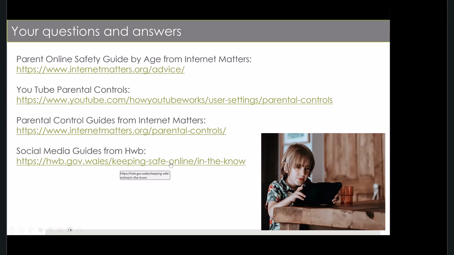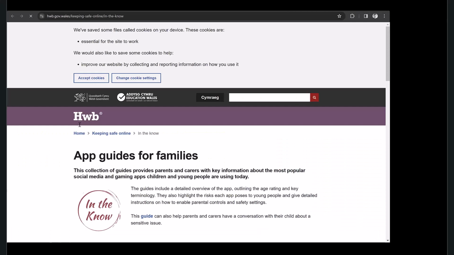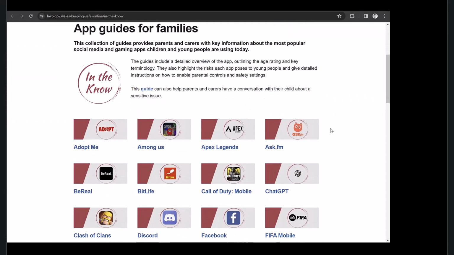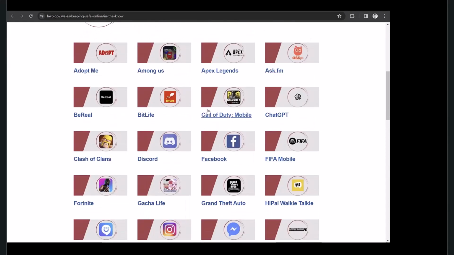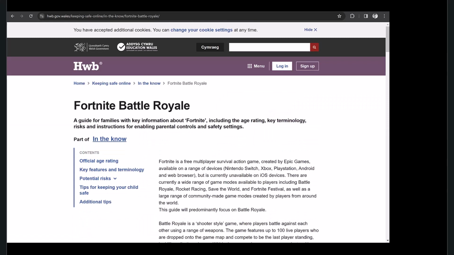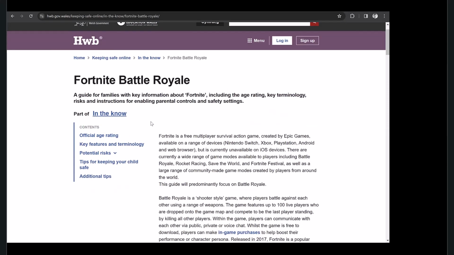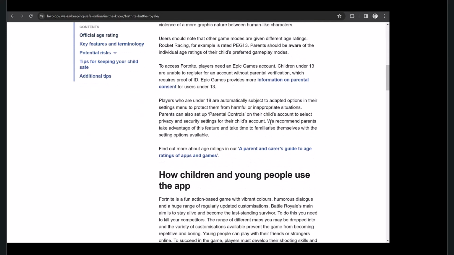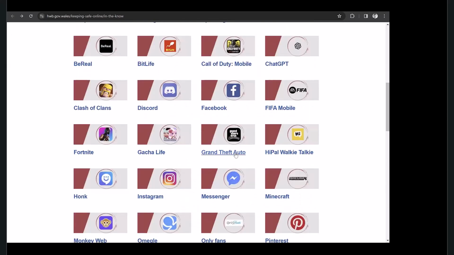Also, I wanted to highlight the social media guides from the Welsh Government called Hwb. And there's a guide here on all the key things that children are interested in today, from Call of Duty games to FIFA to things like Fortnite. So if you click on Fortnite, this gives you an example of what's included. So there's actually all the information on the game, the official rating, the risks, how to keep safe on there. And the idea is that parents have the knowledge about all these popular games and platforms. So I encourage you to look at these. And there's lots and lots of guides here.